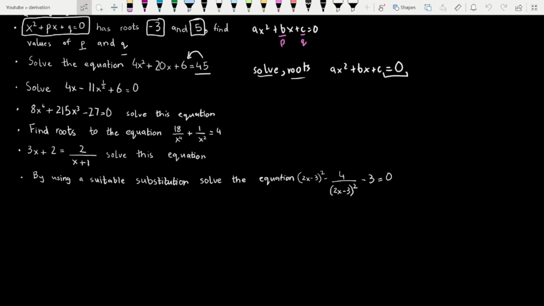Now we move on to the next question, and it says find the roots to the equation 18 divided by x to the power 4 plus 1 divided by x to the power 2 is equal to 4. So how do we solve this equation? Well, first of all, we can clearly see it's not a quadratic equation, and we can clearly see it has fractions. So what do we do when we've got fractions?